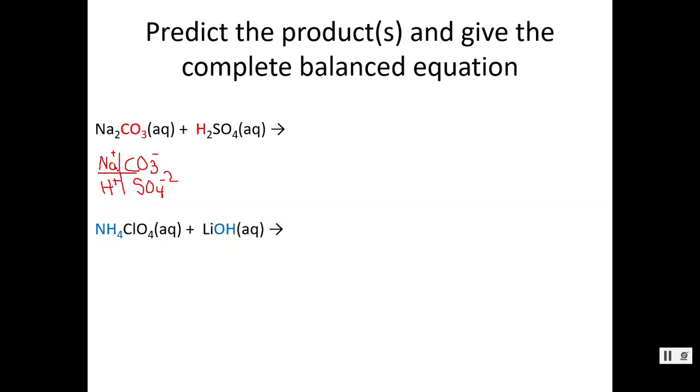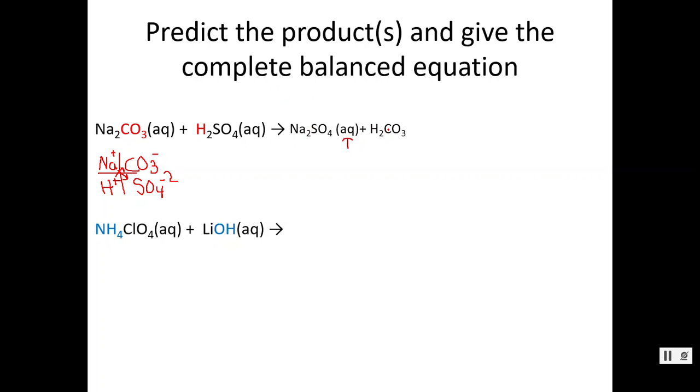And so doing a quick crisscross, cation of one pairing with the anion of the other, I see that I'm going to get sodium with the sulfate to give me Na2SO4 because sodium's a +1, sulfate's a -2. Sodium sulfate, which my solubility rules tell me is aqueous, and H2CO3, carbonic acid.